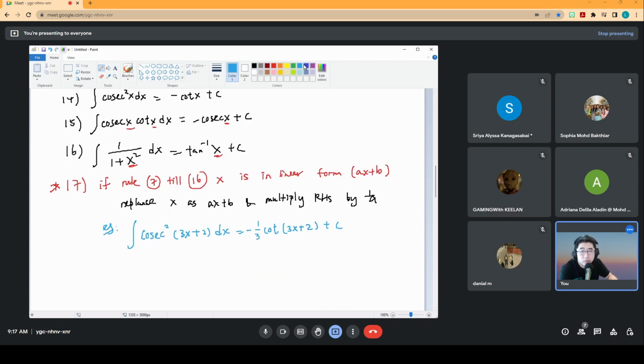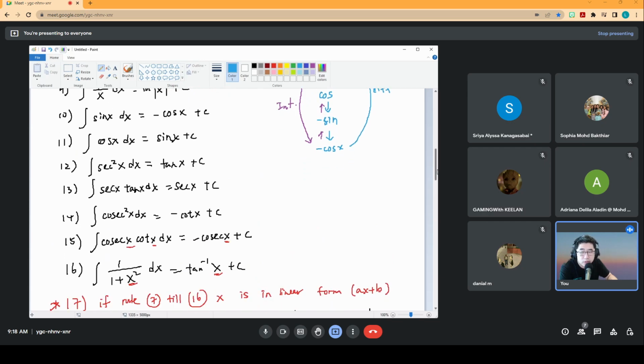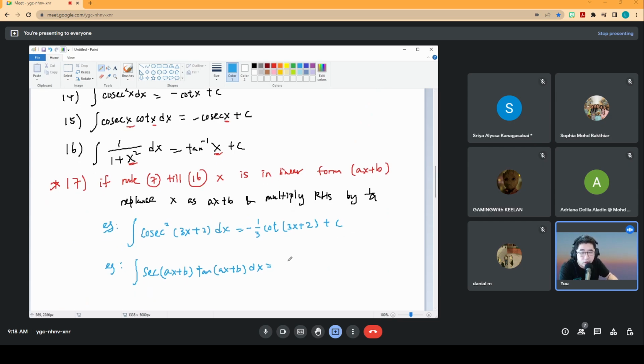Another example. Let's say you have a secant of ax plus b, tangent ax plus b dx. Then according to rule 13 here, secant x tangent x, I will get a result of 1 over a of secant ax plus b plus c.